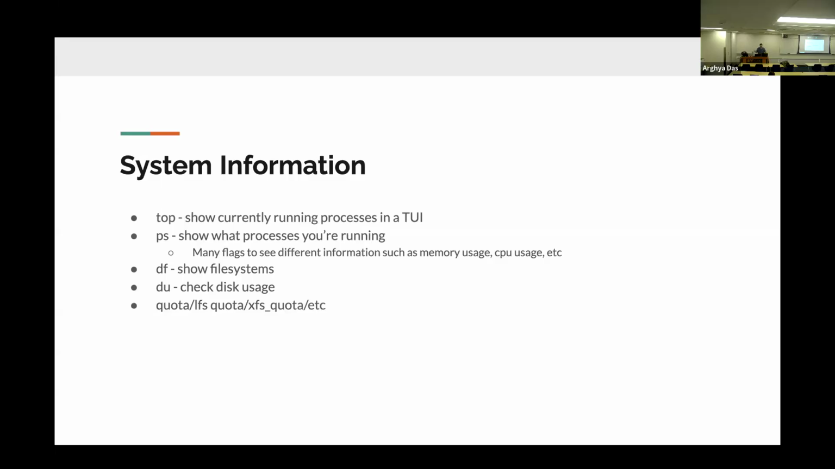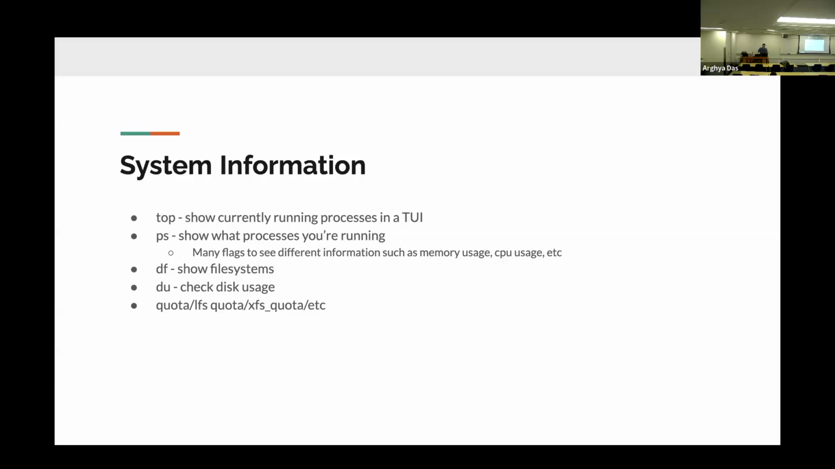Next set of commands, what I'm calling system information. You can run the top command to see what's currently running on your system in a text user interface. It can be useful just to get an idea of what's going on literally at the moment. The ps command will show what commands you're running currently. This is useful if you're using what's called background processes, which I'll talk about in a little bit. There's also a bunch of different flags here where you can technically see all the processes that are running on the system.